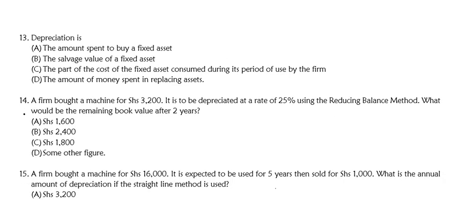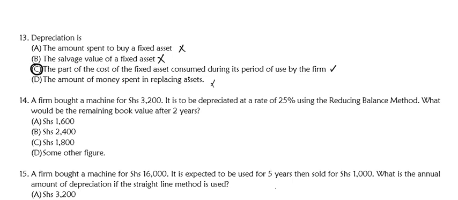Depreciation is the amount spent to buy a fixed asset? That is a big no. So option 1, that is a distractor. Depreciation is the salvage value of a fixed asset? No. Depreciation is part of the cost of the fixed asset consumed during its period of use by the firm? Yes, so this is the correct option. The amount of money spent in replacing the assets? No.